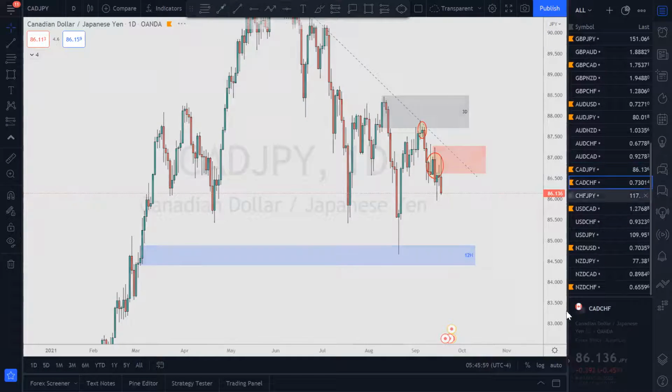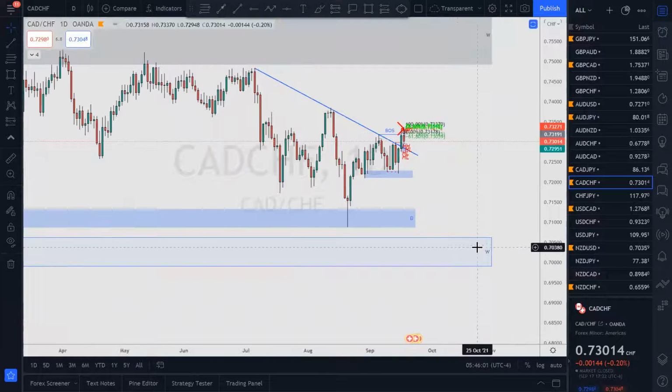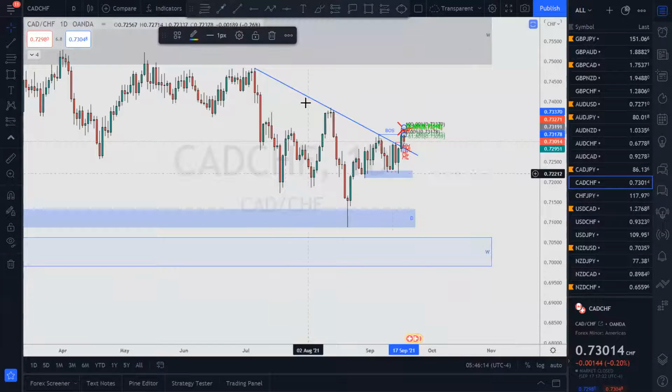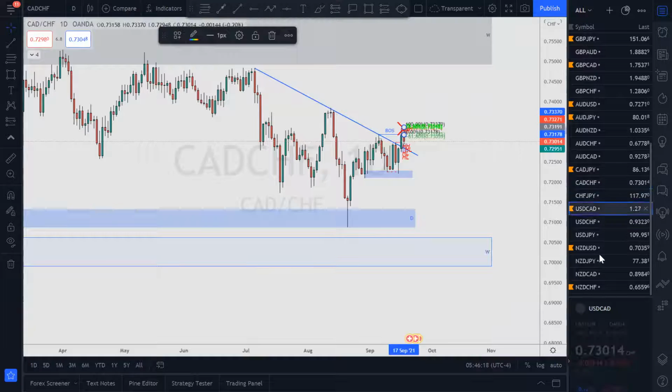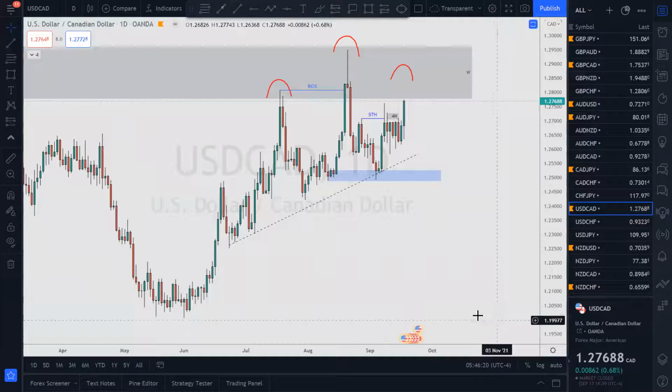Next, CAD Swiss. Now I know I didn't perform. No CAD Swiss. We'll look at another market, because we have a breakout here, and this isn't one of my favorite markets. Okay, what we're looking at, USDCAD.